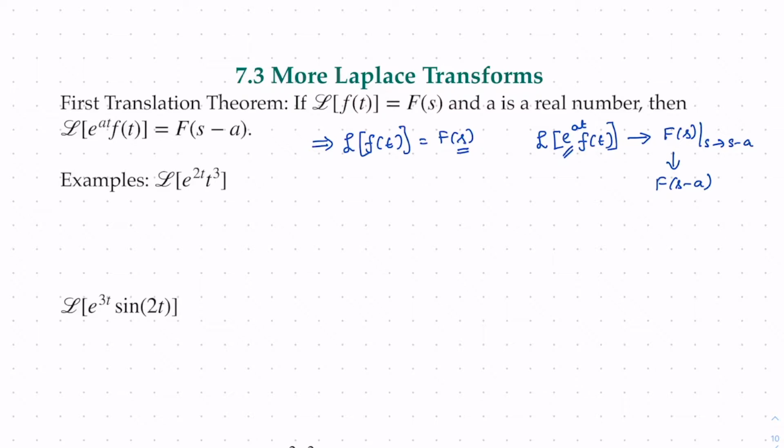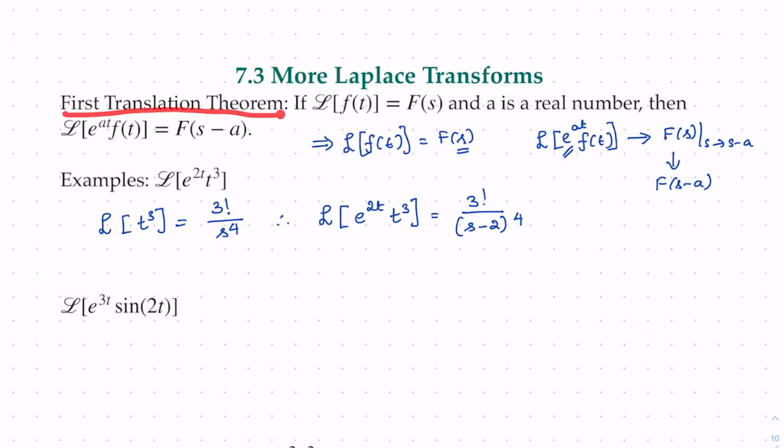So first let me find the Laplace of t cubed. You all know that would be 3 factorial over s to the 4. And so therefore Laplace of e to the 2t times t cubed would be 3 factorial over s to the 4, but rather than s to the 4, we are going to replace s by s minus 2, so it becomes s minus 2 to the 4, and that's it. And that is this first translation theorem right here.